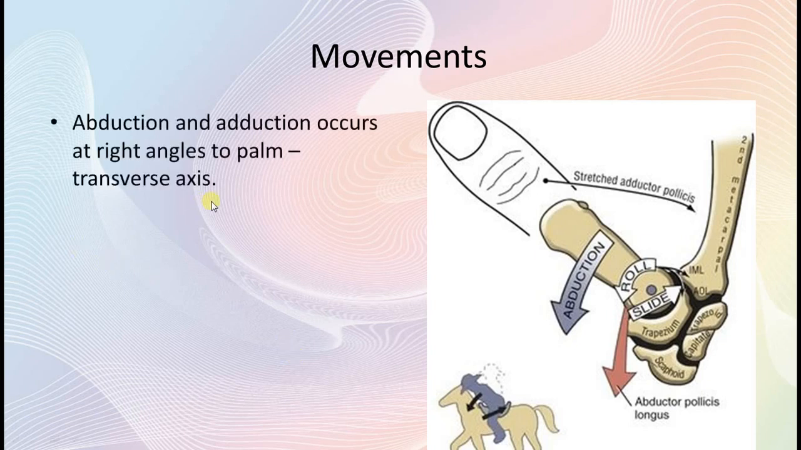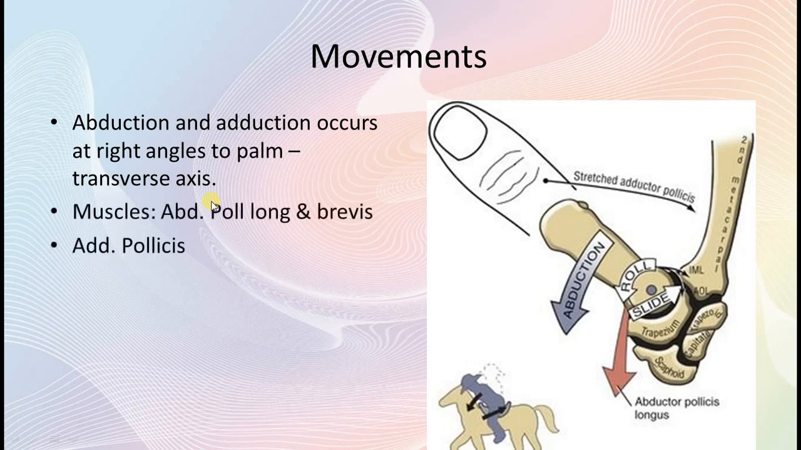So abduction and adduction, as I told you, occur at right angles to the palm and around the transverse axis. Okay, so that is about abduction and adduction. The muscles which bring about abduction are abductor pollicis longus and brevis, and adductor pollicis brings about adduction, whereas the palmar interossei bring about adduction not at the carpometacarpal joint but at a more distal level.